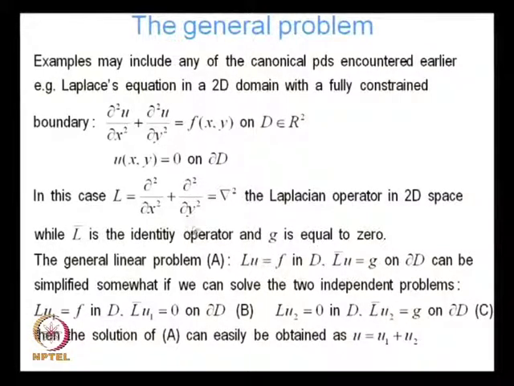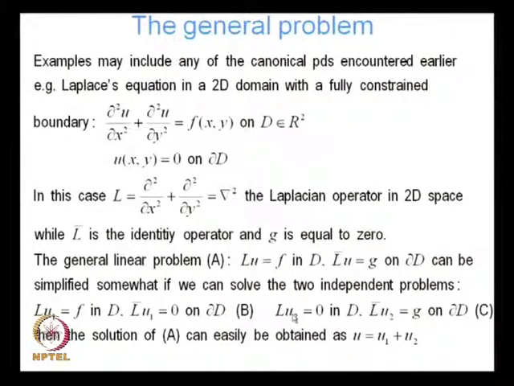So, the general linear problem A, if we define it to be Lu is equal to f in D and L bar u is equal to g on del D, can be simplified somewhat if we can solve two independent problems. What are the two independent problems? The first is Lu1 is equal to f in D and L bar u1 is equal to 0 on del D. So, now instead of solving the original problem, we solve the homogeneous problem, first with the homogeneous boundary condition. Lu1 is equal to f in D, but L bar u1 is equal to 0 on del D. Same problem with homogeneous boundary conditions. That is the first part.